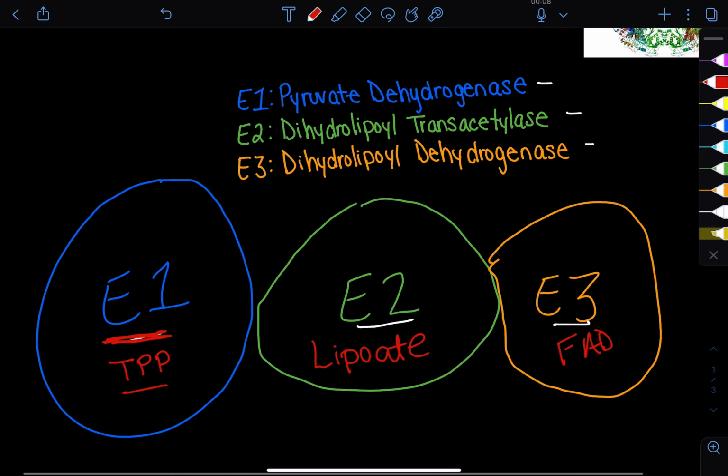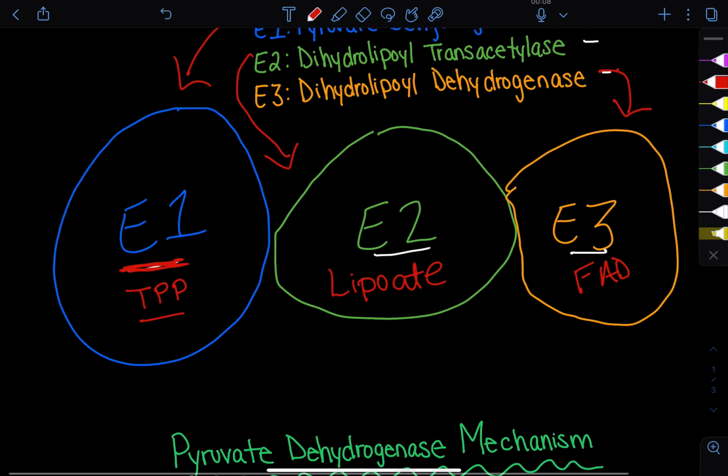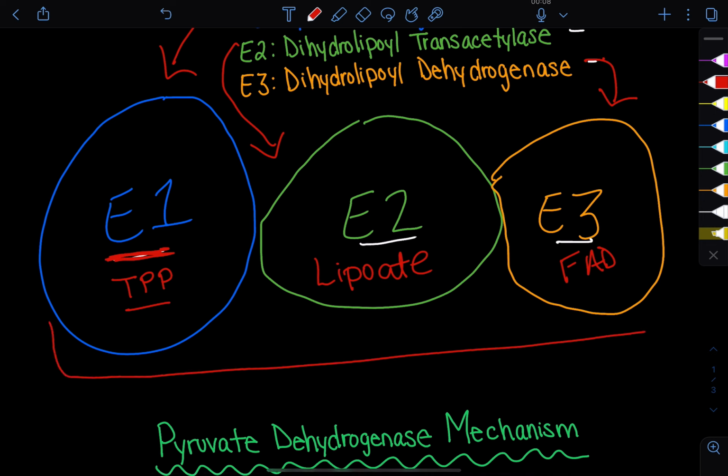So these subunits, once again, they have names. The first one, E1, is pyruvate dehydrogenase, E2 is dihydrolipoyl transacetylase, and E3 is dihydrolipoyl dehydrogenase. And all together, this forms the pyruvate dehydrogenase enzyme complex, which catalyzes the reaction from pyruvate, which is the product from glycolysis, into acetyl CoA, which will be fed into the TCA cycle in aerobic conditions.